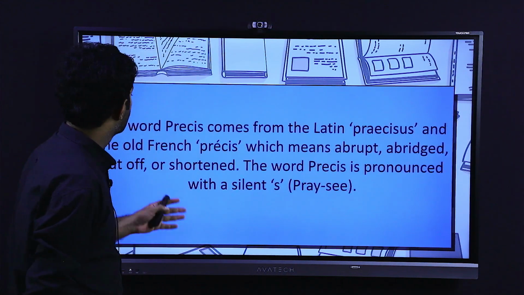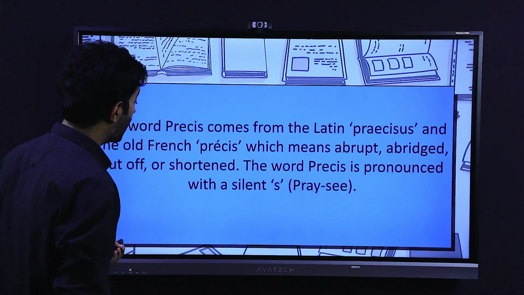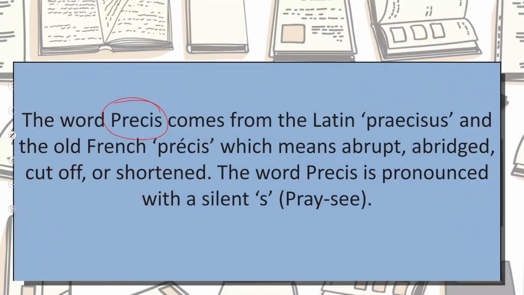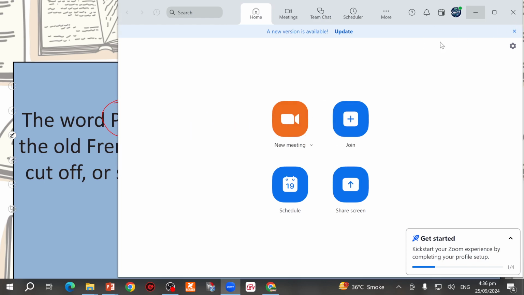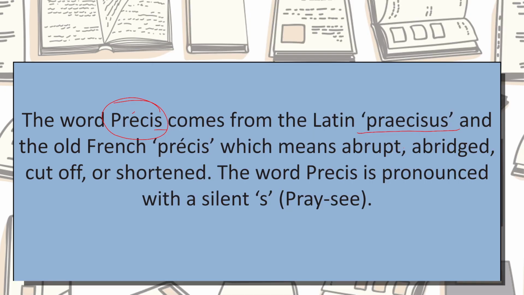And now, let's talk about where the word précis comes from. Notice that the S is silent, and usually précis is written with an accent sign on the letter E. Because the origin of the word précis is not English, this comes from the Latin précisus and the Old French word précis. Right. So, this is actually the etymology of the word précis.